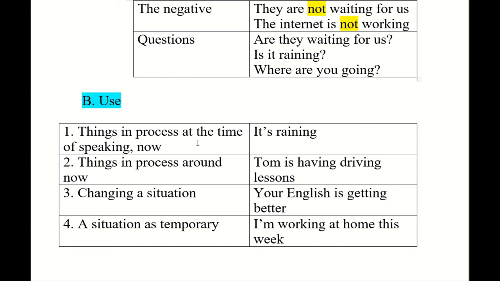I mean, you don't work at home long term. You don't have the plan to work at home long term. You just work at home for a temporary time, and you know exactly when you will finish, 1 week, 2 weeks. And then you will use the present continuous to talk about that. I'm working at home this week.